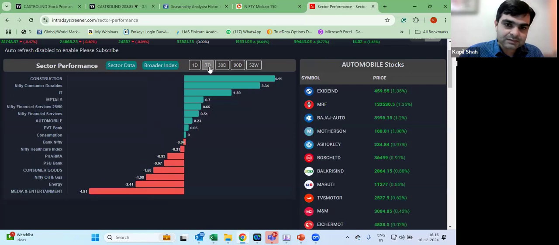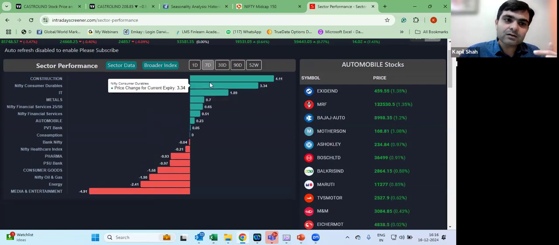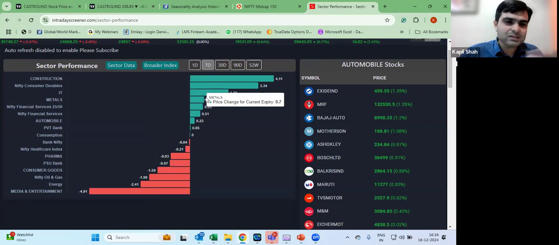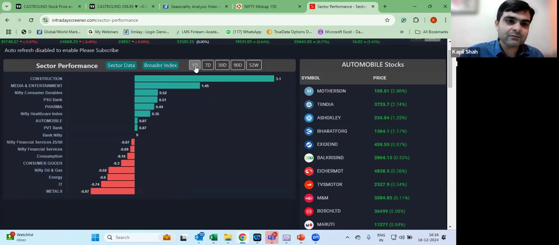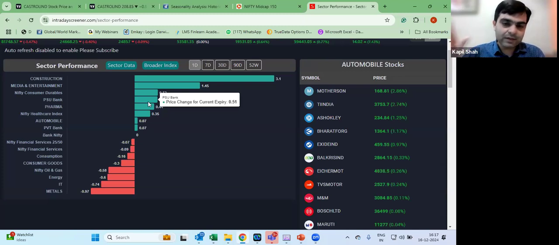Once I click on the 7 days, I find that construction is a very consistent sector. Consumer durables, IT, metals. Metals was not on the earlier list, but these particular sectors were consistent. They were under the 30 days and under the 7 days as well. If I look at the 1-day time frame, again I find construction, media, consumer durables, PSU banks. PSU banks were under the 30 days, and today also it has started to pick up momentum.